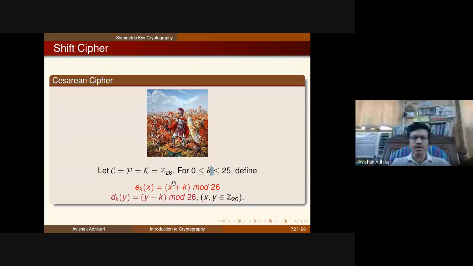So what is the encryption? Encryption is nothing but x plus k modulo 26, or you can think of this as x plus k in Z26. What is the decryption? This is nothing but y minus k. So y minus k is nothing but the left shift cyclically. That will give you the decryption. Okay, so this is understood.